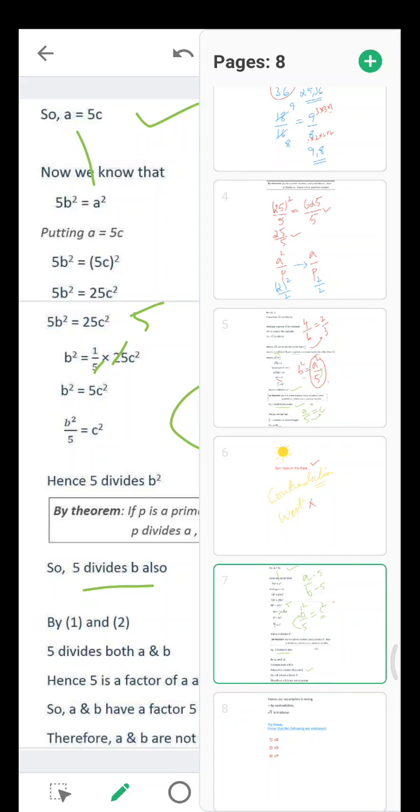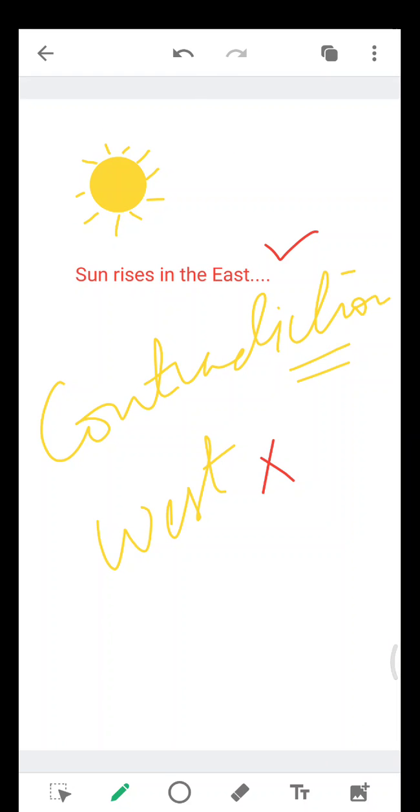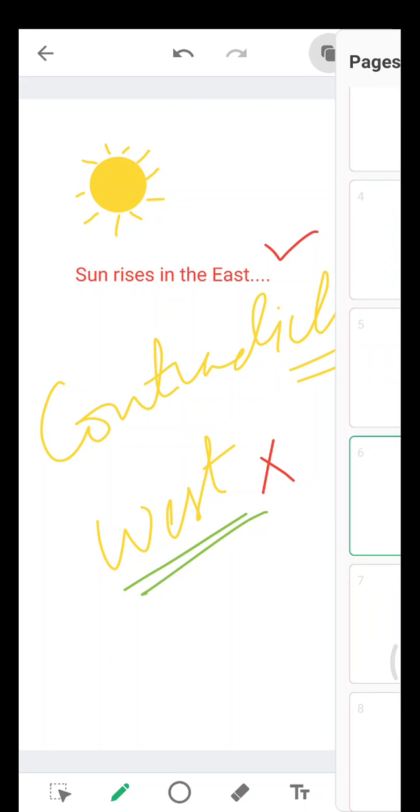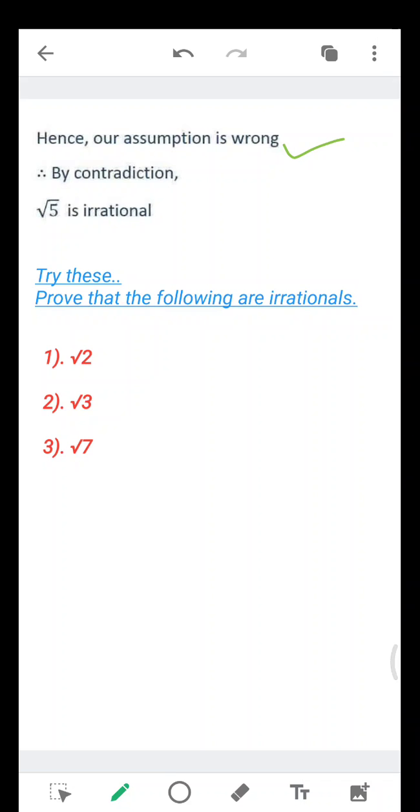So what do you say? Our assumption is wrong. What we assumed, that a and b are co-primes, we assumed that root 5 is rational, so that is wrong. Like I said, an example: that the sun rises in the west, so it did not rise in the west, our assumption was wrong, so it rises in the east. So we write, hence our assumption is wrong. By contradiction, root 5 is irrational.